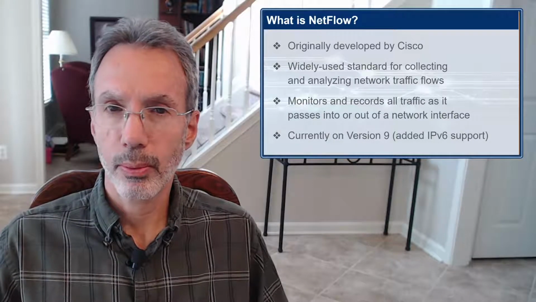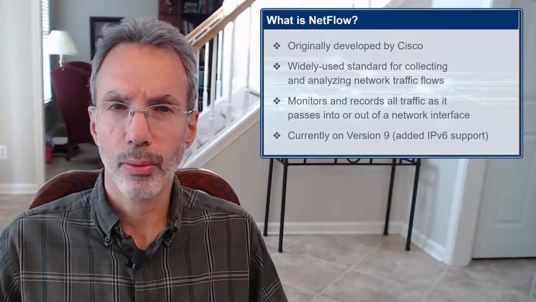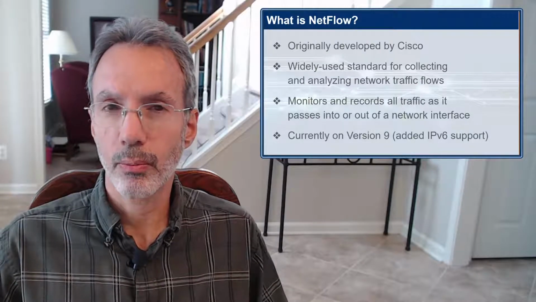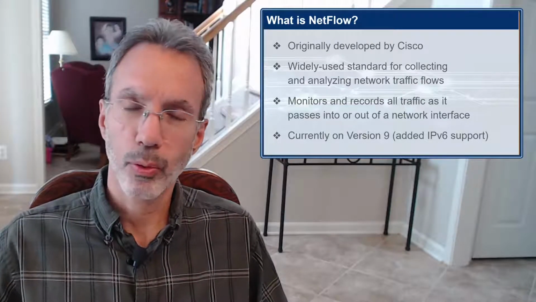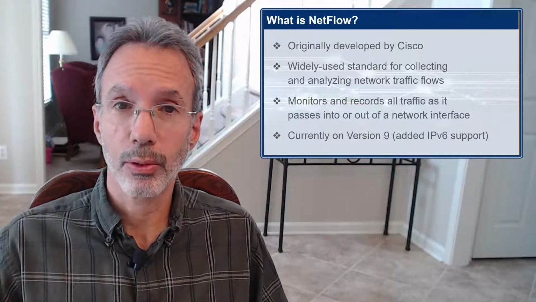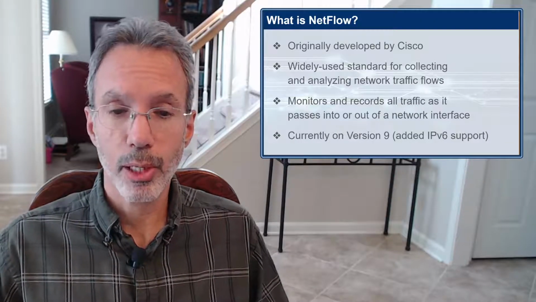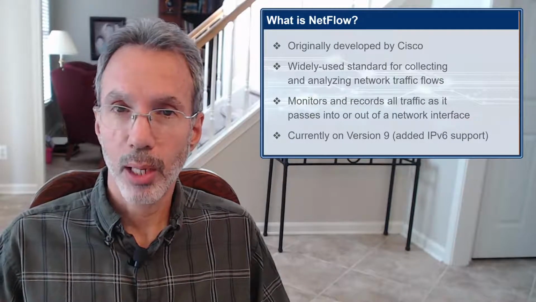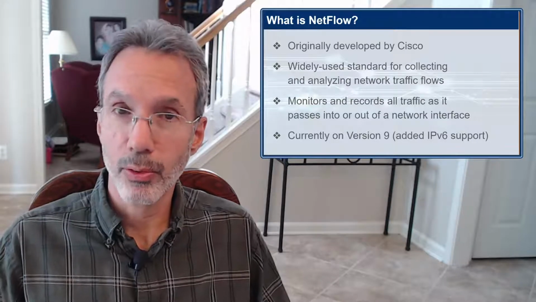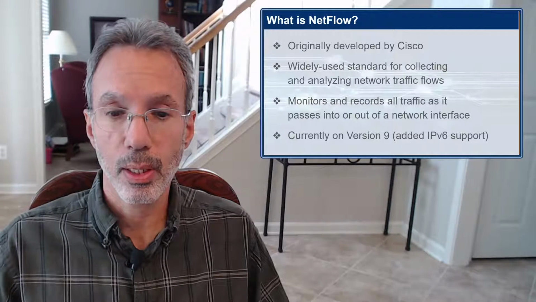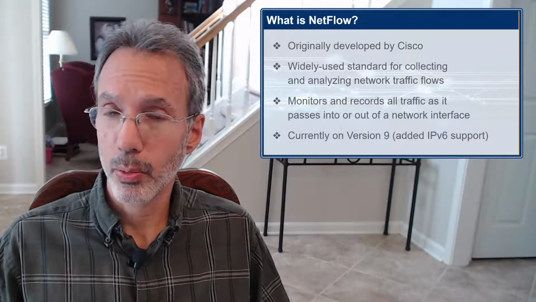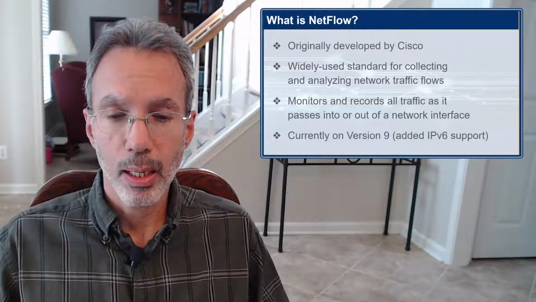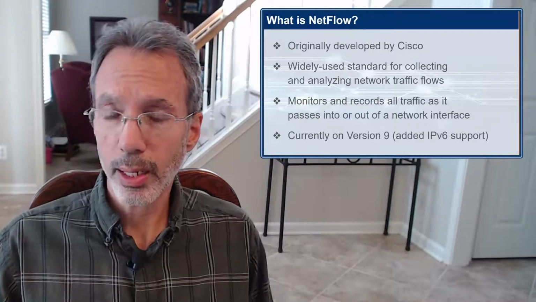So it is being used by other vendors. For example, Juniper, I think, calls theirs JFlow, and there's some other names out there. But basically, lots of router and switch vendors are incorporating or have already incorporated this into their gear so that they can present this NetFlow information, and then that can be used to analyze what's going on in the network. So NetFlow basically is going to monitor and then record all of that traffic as it passes through the interfaces of routers and switches, and with all of that information that's being gathered, there's a lot that you can do with it, a lot that you can look at. It's currently on version 9, which added IPv6 support.